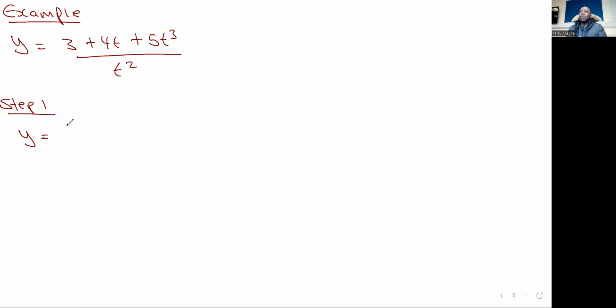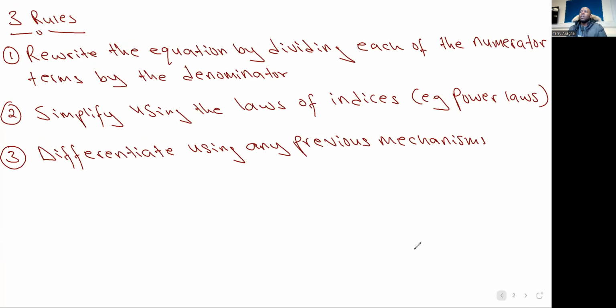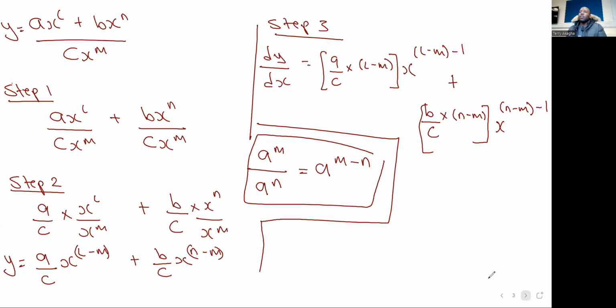So let's go. It's going to become separated: 3 over what? t squared. Plus 4t over what? t squared. Plus 5t cubed over what? t squared. Are you seeing it? Then what is step 2? You then have to simplify using the laws of indices, right?